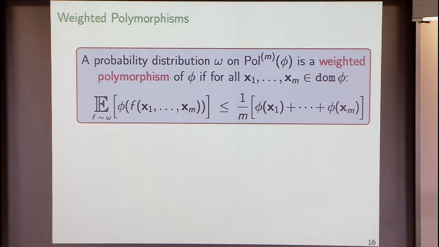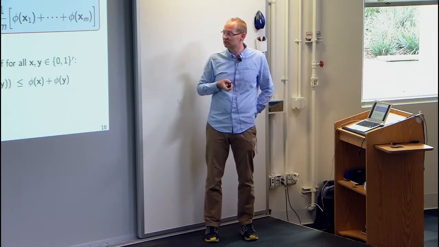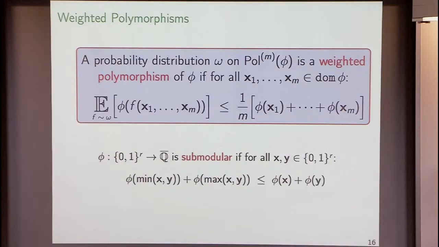If you've never seen these objects before, they seem strange, but here's an example that most of you should know about. So the concept of submodular is key in discrete optimization, and one of the definitions of a submodular function is the following. A submodular function phi, defined on {0,1}^r to the extended reals, is submodular if for any two r-tuples x and y the following inequality holds.